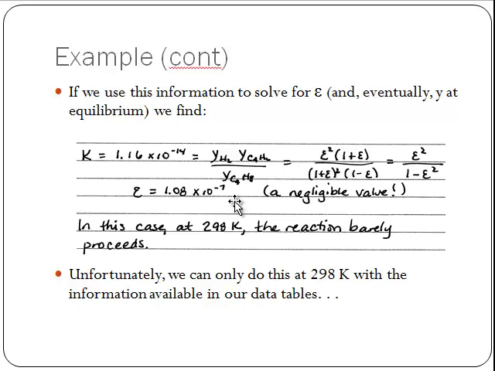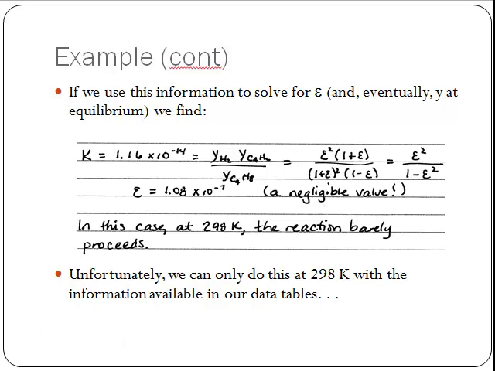epsilon is 1.08 times 10 to the minus 7th, which means really the reaction barely goes. A couple of molecules might react, not very many. And so we would normally say that this means that these reactions don't occur. But this is at 298 Kelvin. Can we find the information at other temperatures?